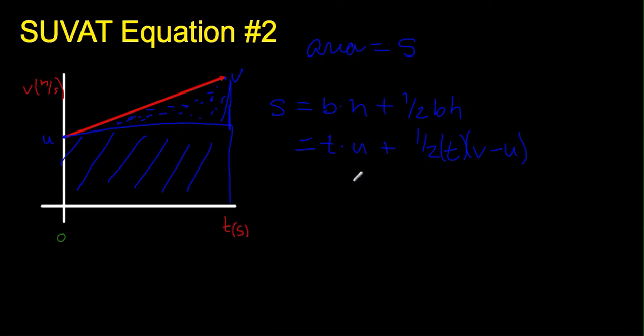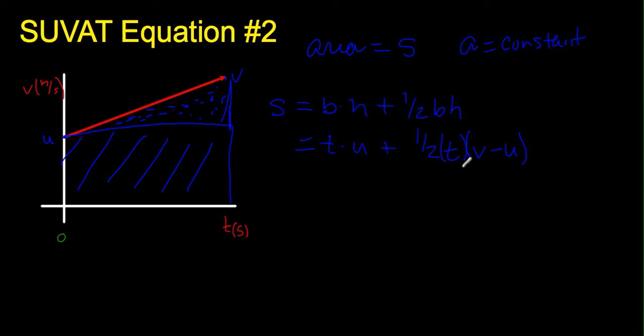Now that in itself is a useful equation, but we would like to have acceleration incorporated into this somehow. One thing we want to make sure we take note of is that our acceleration is constant, because we have a steady sloping line right here. Acceleration represents the slope of that line, and because we said from the previous video that the slope is not changing, the acceleration then is not changing.